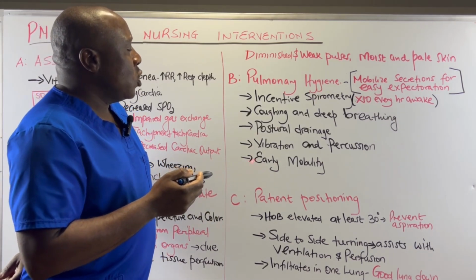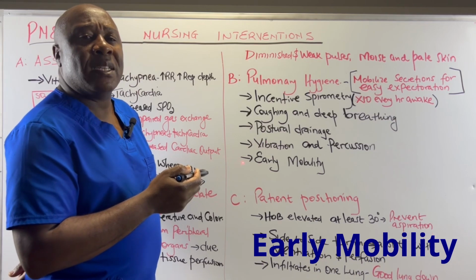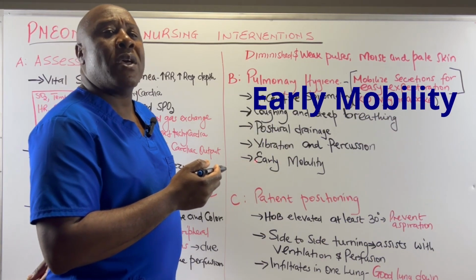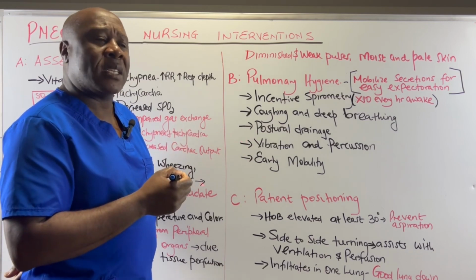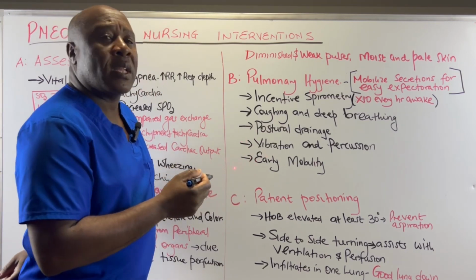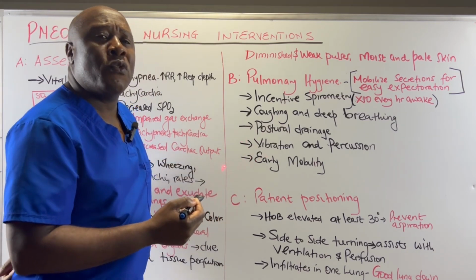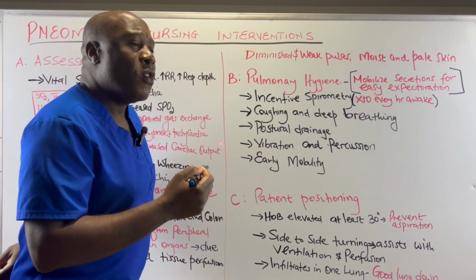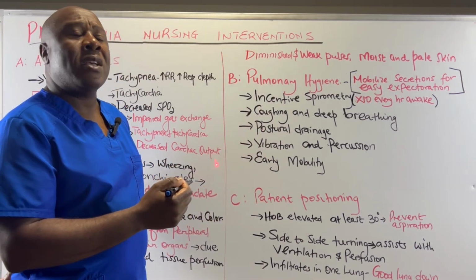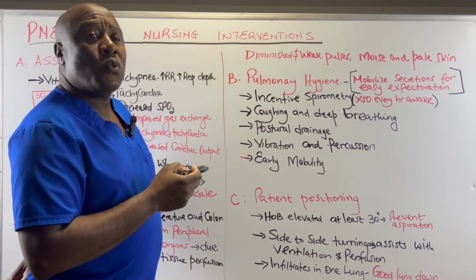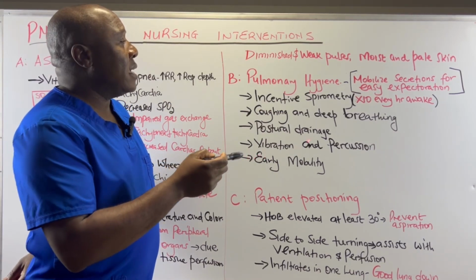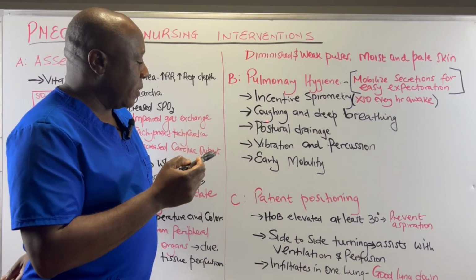And then you also offer these patients early mobility. Make sure these patients are out of their bed as early as possible. When it is possible, unless it is contraindicated, these patients should start walking. Now, the walking is going to improve ventilation, it is going to improve lung expansion, and therefore improve this particular gaseous exchange. So that's what you can do as a nurse under pulmonary hygiene.